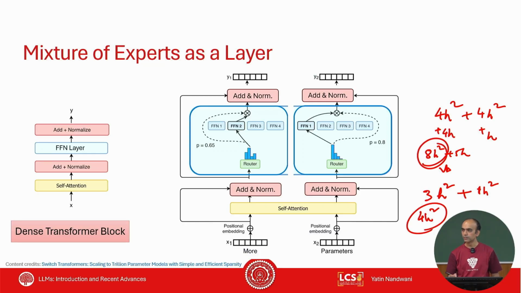It's double: 8h square versus 4h square. With, let's say, 10 experts, we are able to make it 10 times 8h square. We have been able to increase the model capacity, and during training, computation remains the same, because each word is routed to only 1 expert. In this particular architecture, we can route it to 2 as well, or 3, or top k as well.